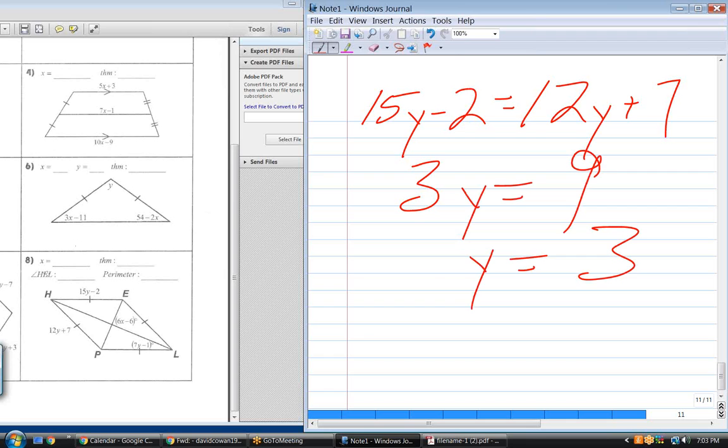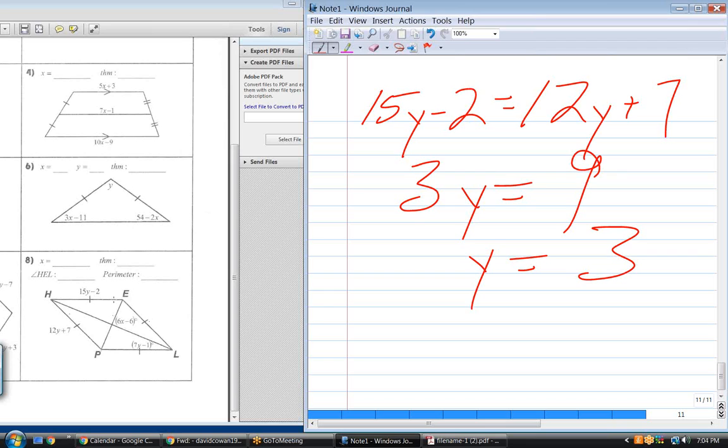And they want angle HEL, that big angle right there. 45 minus 2 is 43. So HE would be 43, which would make EL 43. But that doesn't, so we can get the perimeter, right? Yeah, the perimeter is 4 times 43. There are four equal sides, that's the perimeter.